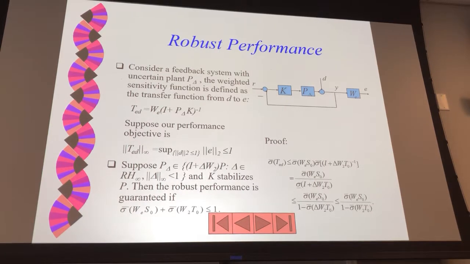That's not very hard to justify. So that is robust performance. What is W2 here? W2 is the uncertainty filter.